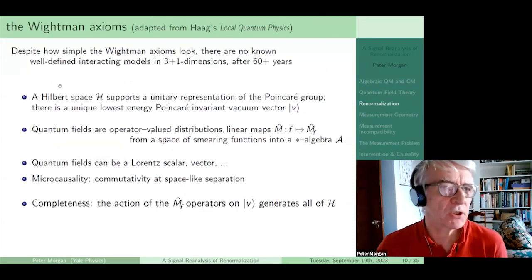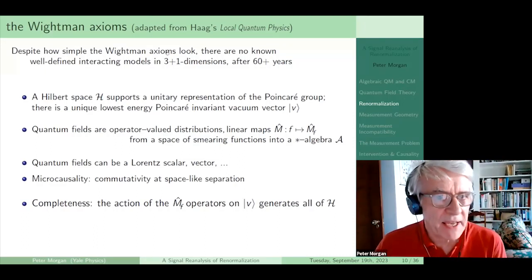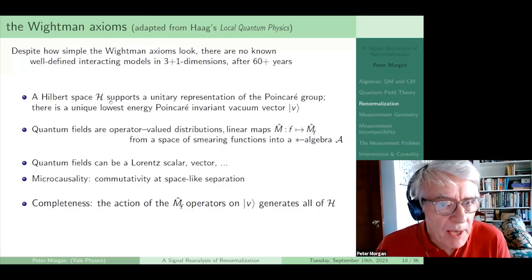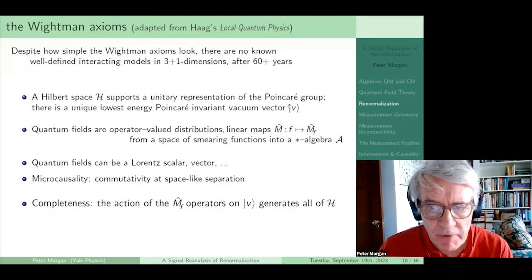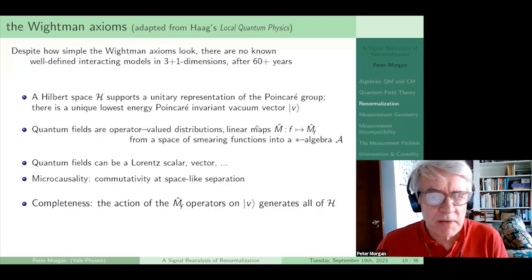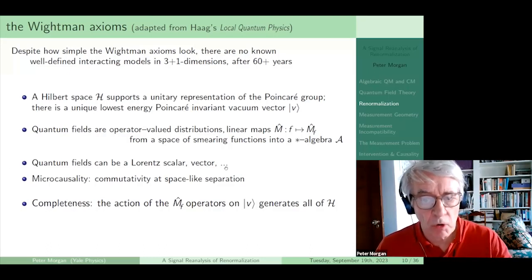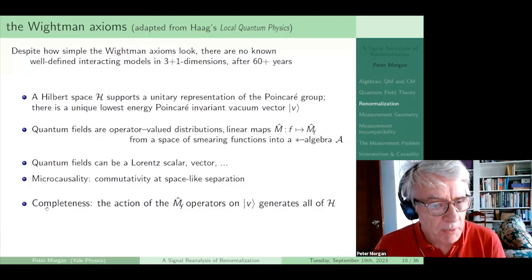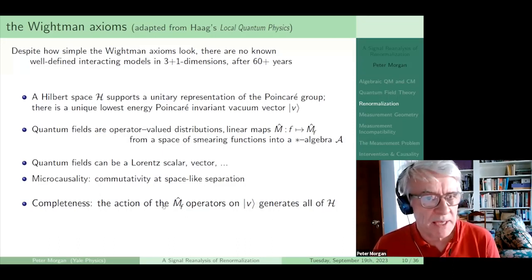So axiomatically, what does this look like? We have the Wightman axioms. We've been studying them for decades, and we've not been able to construct any interacting models. Somehow, these axioms are too tight. All it requires is that there's a Hilbert space that supports a unitary representation of the Poincare group. There's a lowest energy Poincare invariant vacuum vector. The quantum fields are operator valued distributions. They're linear maps. Quantum fields can be Lorentz scalar, vector, or if it's electromagnetism, bivector. Microcausality is required, and completeness is required, so that the F measurement operators acting on the vacuum vector generate all of the Hilbert space.